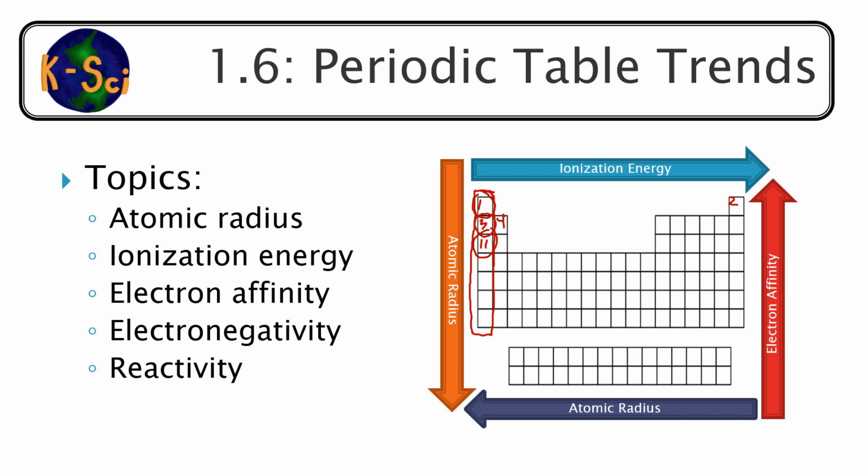Some of these patterns are going to include radius, ionization energy, electron affinity, electronegativity, and reactivity. So they're all related to the position on the periodic table and the properties that the atoms have in a given column or row.